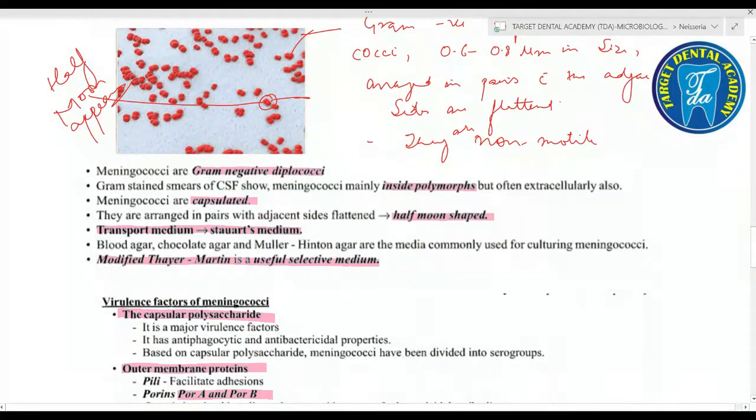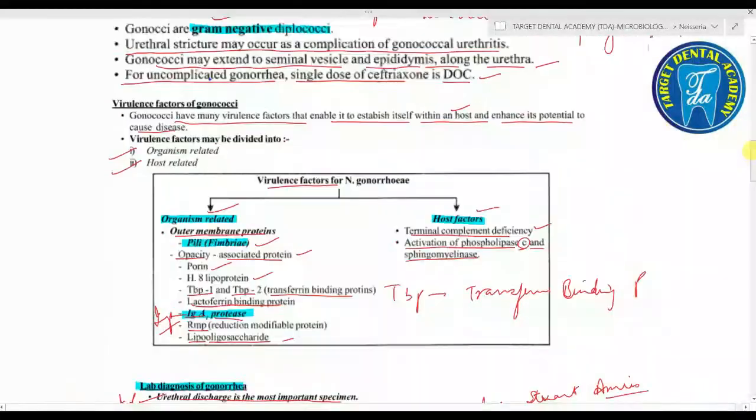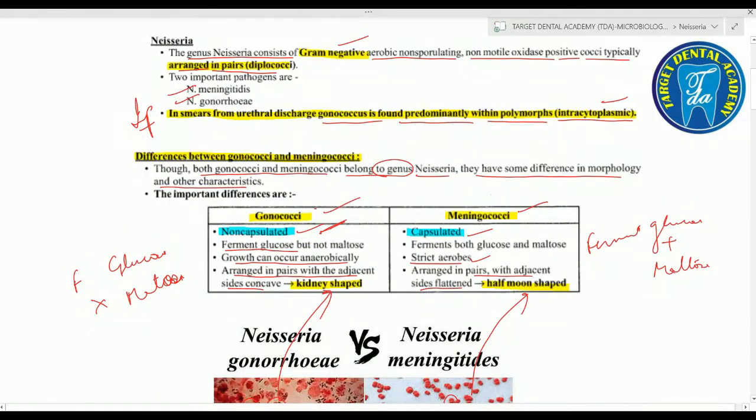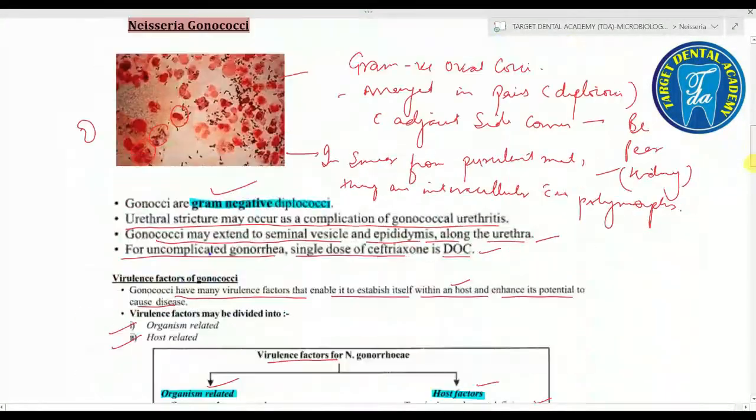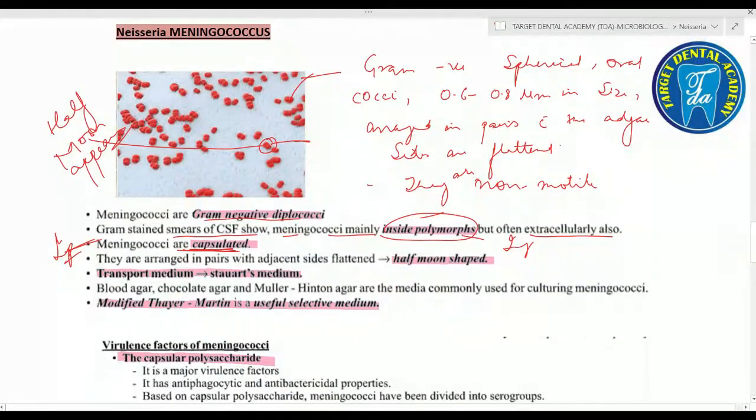So the meningococci are gram-negative diplococci. Why diplococci? Because they are arranged in pairs. In a gram stain smear of the CSF, they show the meningococci mainly inside the polymorphs, important, but often extracellularly also. The meningococci are capsulated, important. We have already discussed the difference between capsulated and uncapsulated. They are arranged in pairs with the adjacent sides flattened, which is why it is known as the half moon shape.